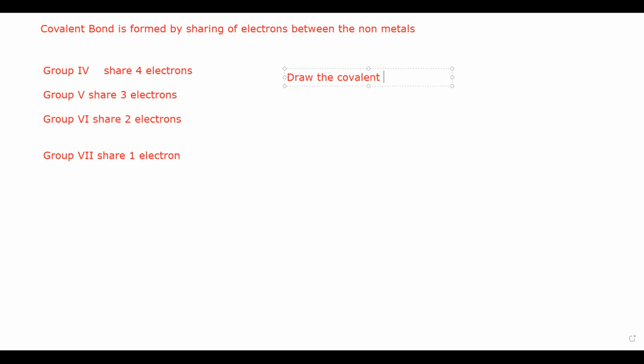So if the question is draw the covalent structure of, number 1 for example, F2. This is the first example. So we have to draw a covalent structure of F2, fluorine. Now how to draw a covalent structure of fluorine? First, F2 means 2 fluorine. So first what we do, we will draw 2 fluorine. This is one and this is another.